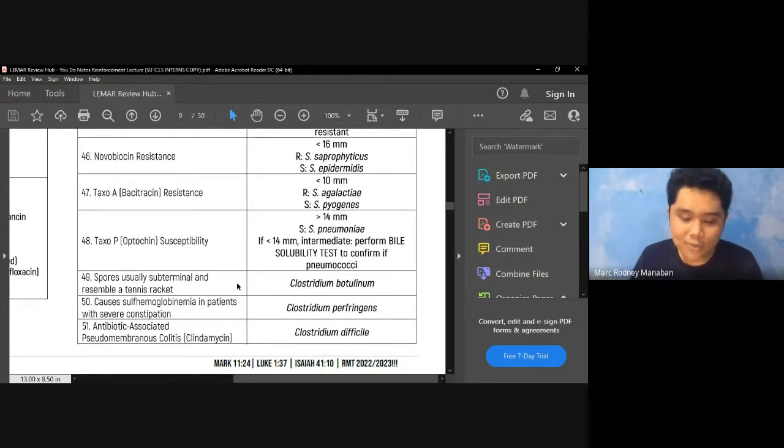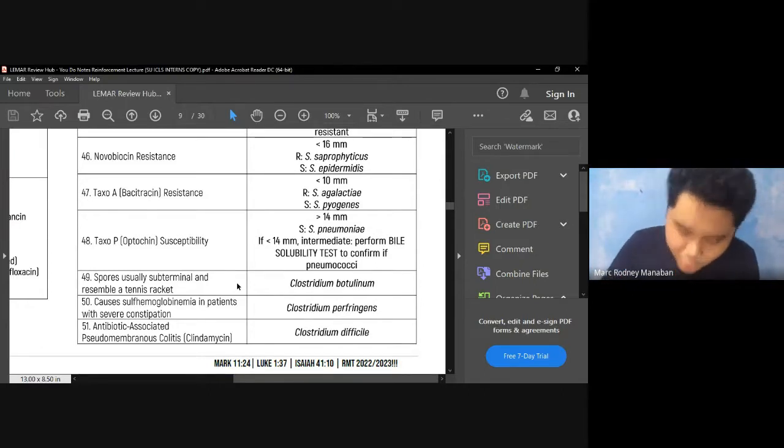Alright? Next, you have the cause of sulfhemoglobinemia in patients with severe constipation, that is C. perfringens. Take note of that. Remember that C. perfringens is your gas gangrene bacillus, meaning it produces gas. So if the patient is constipated and cannot defecate, C. perfringens can proliferate, and a lot of gas is produced. This gas will combine with hemoglobin to produce sulfhemoglobinemia. This is from Henry's. Take note of that.